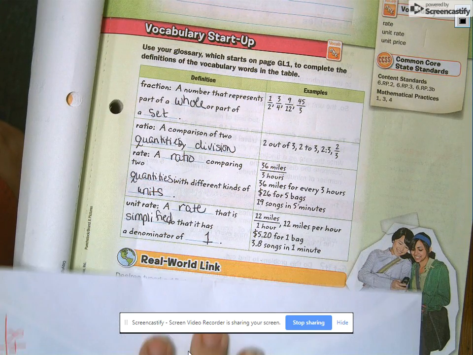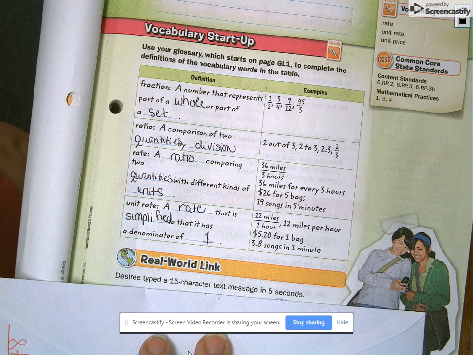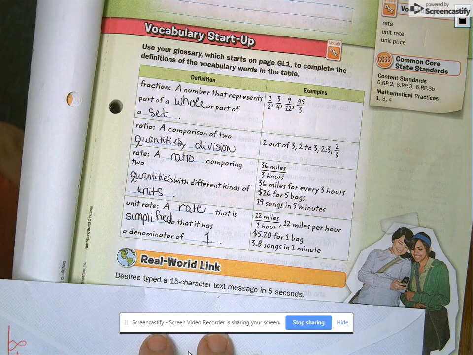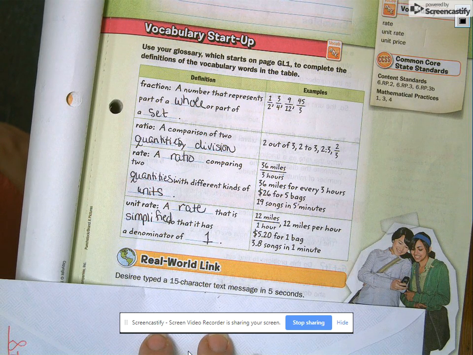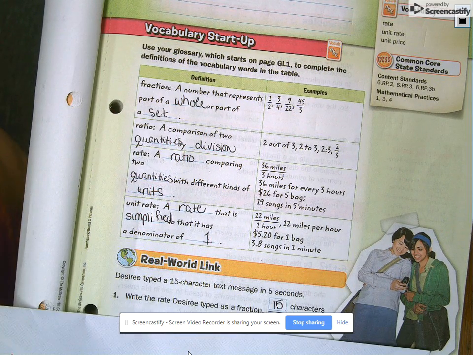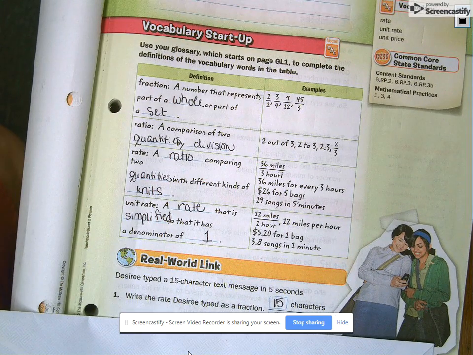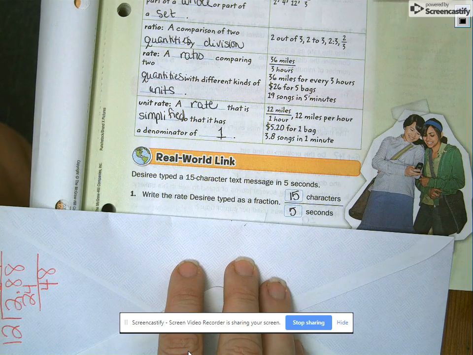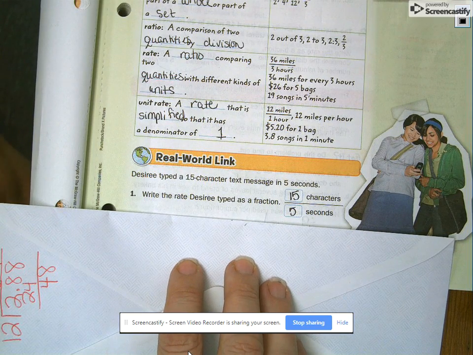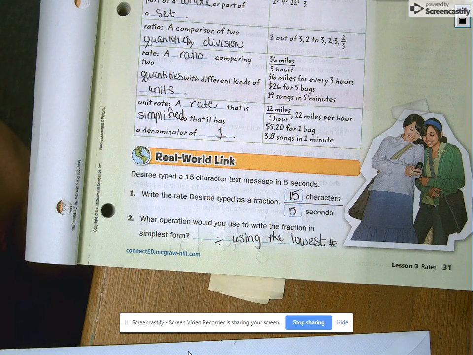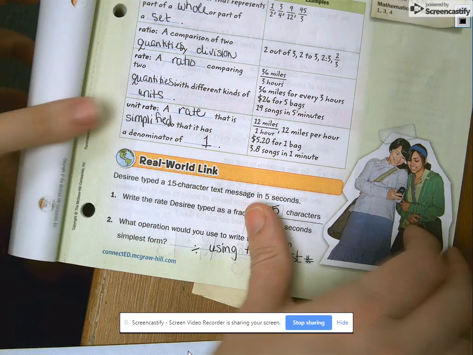Now that you've talked about them as a class, I would like for you to try to fill in the ratio. Desiree typed a 15-character text message in 5 seconds. How would you write that as a rate or a ratio? Hopefully you have 15 over 5, because it would be 15 characters over 5 seconds. To find the unit rate, all I would need to do is divide using the lowest number. We've talked about that in our bell works and in yesterday's lesson as well.